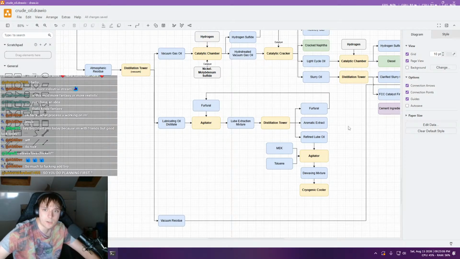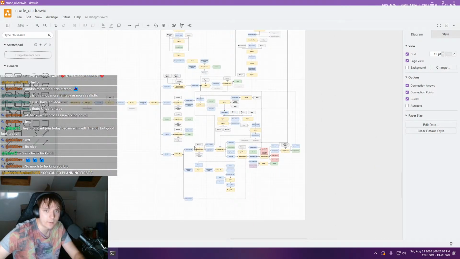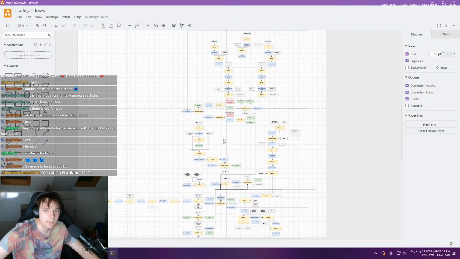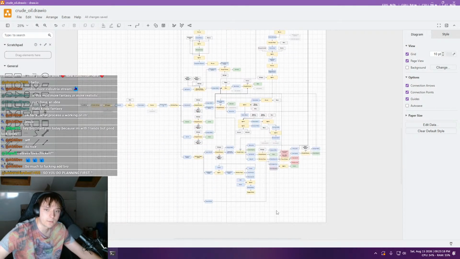So you do planning first? Yes, we are planning everything first, or at least that's the idea, because it makes it so much easier. We don't have to try and figure things out along the way.